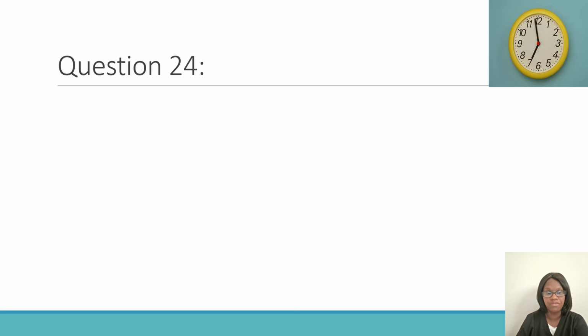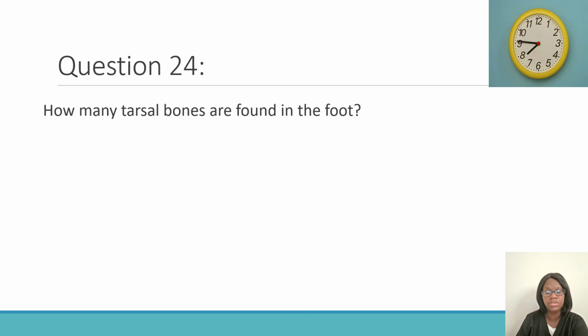All right, question 24. How many tarsal bones are found in the foot? A, 3, B, 5, C, 7, or D, 9?